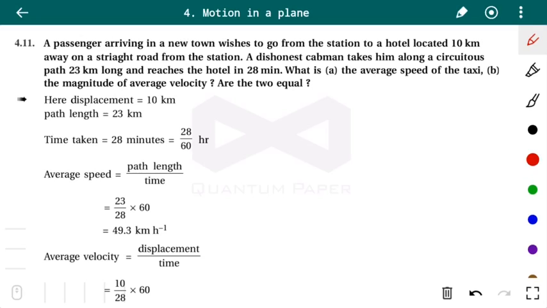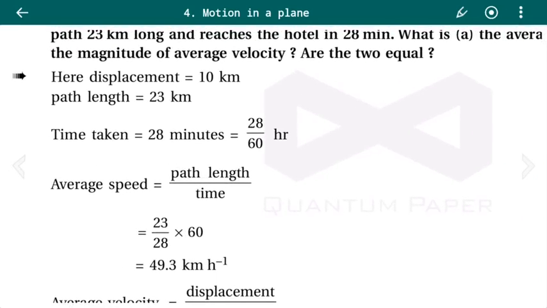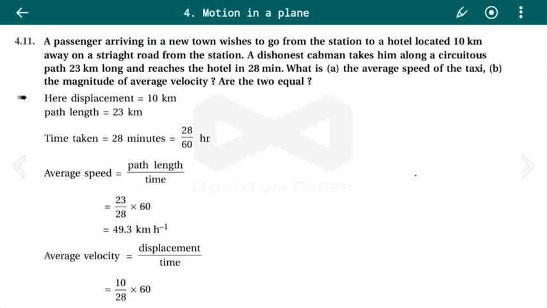What is the average speed of the taxi and the magnitude of average velocity? Are the two equal? So the given data is displacement is 10 km. Path length over here is 23 km, that is the distance covered, the actual path of the cab. Time taken is 28 minutes. To convert it into hours, we need to multiply by 1 by 60, that is divide by 60. We will be getting 28 by 60 hour.